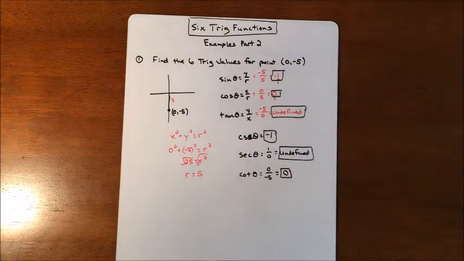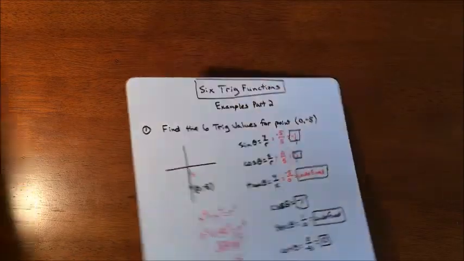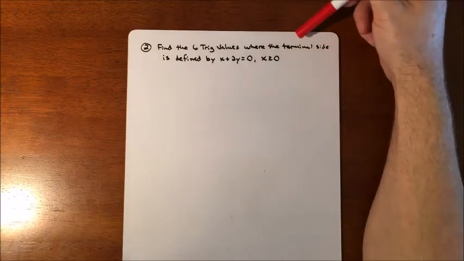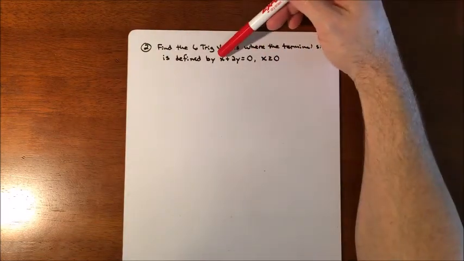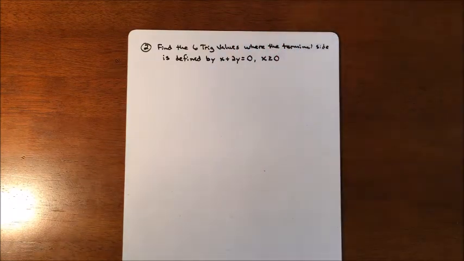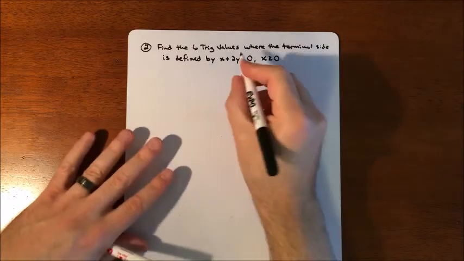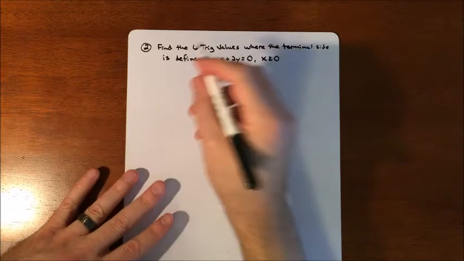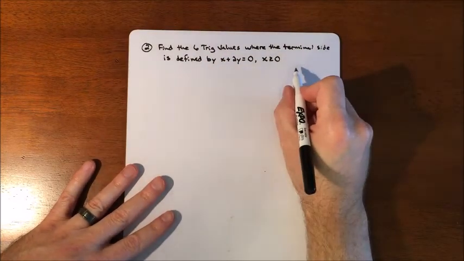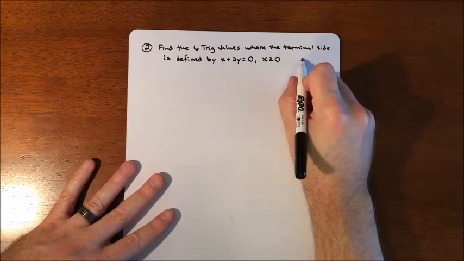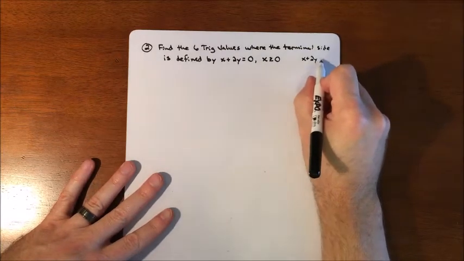A different type of problem that we have is this one, where it says find the 6 trig values where the terminal side is defined by x plus 2y equaling 0, where x is greater than or equal to 0. All right, what does that mean? Well, this is an equation, so we need to figure out what this equation looks like. So I need to manipulate it a little bit and see what kind of equation we have. So we have x plus 2y equals 0.